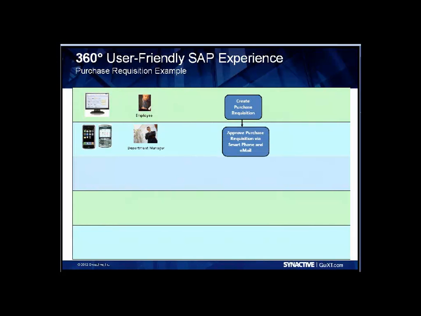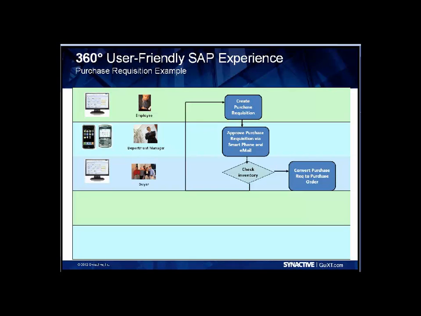For quick approvals, GuiXT can extend the SAP user experience to smartphones, tablets, or Windows mobile devices for anytime, anywhere access. In this example, a manager uses his smartphone to securely access SAP and approve the purchase requisition. A highly simplified and optimized interface for smaller screens provides only the required fields for the manager to quickly deny or approve the purchase requisition.